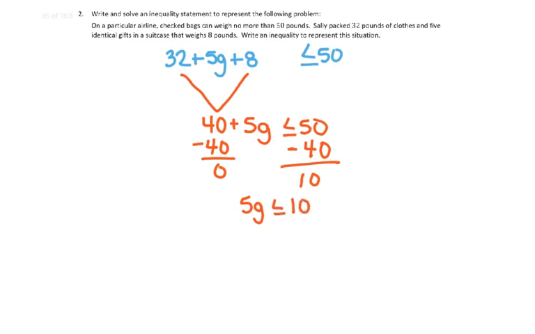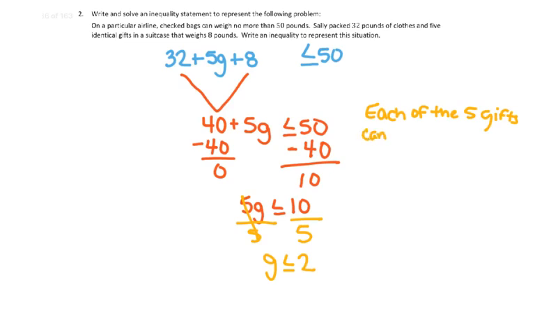Okay, now I see that that 5 is being multiplied by that G. So I'm going to divide both sides of my inequality by 5 to get G all by itself, because I'm trying to figure out how much each of those gifts can weigh at most. So I end up with G is less than or equal to 2 pounds. So that means that each of the 5 gifts, I'm sorry guys, my pen keeps writing, each of the 5 gifts can weigh 2 pounds or less, okay?